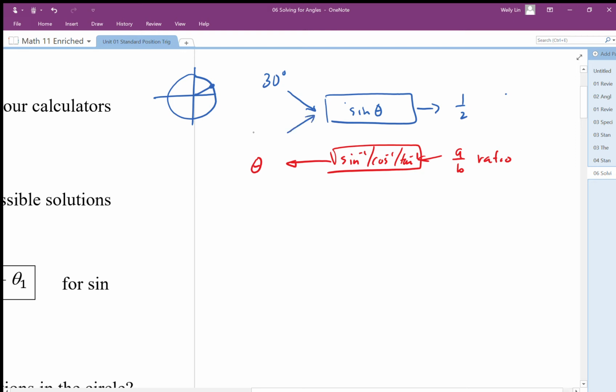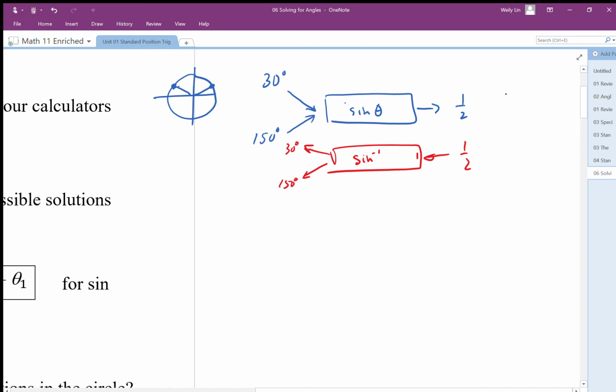Problem is we also have, at 150 degrees, the same sine value, the same y positioning. So it's going to give us 1/2. So when we do the reverse of this, we have an issue here. Okay, because if we start with our 1/2 ratio and we do the inverse, the opposite, we have to come up with two possibilities. Okay, because it's 30 degrees and 150 degrees.